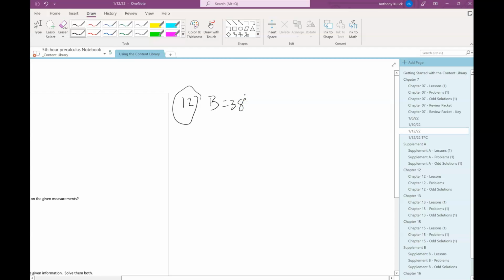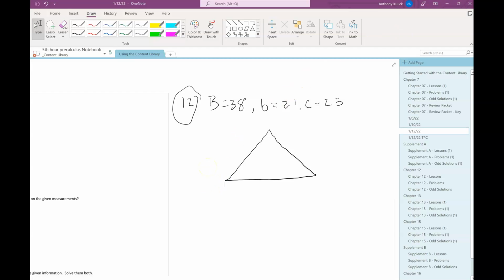So here on number 12, it says that two triangles can be formed. Solve for both of them. So I don't have to do any of the situation-figuring.